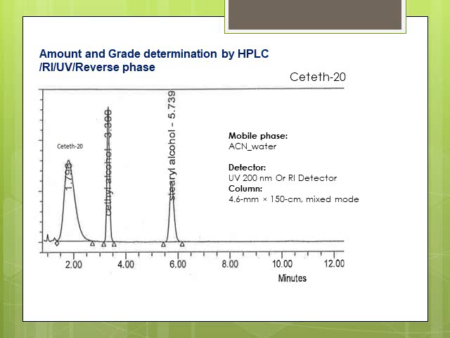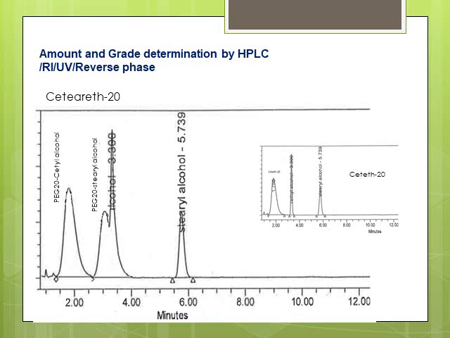Now, in the case of ceteareth 20, we see that ceteareth 20 has two peaks. The first one is the same peak that we saw in the Ceteth 20, that is PEG 20 attached to cetyl alcohol. And the second peak in ceteareth 20 is PEG 20 attached to stearyl alcohol. And in this chromatogram, we see that there is a coelution of the free cetyl alcohol and the PEG 20 stearyl alcohol peak. So this isocratic method you can use for quantitation of Ceteth 20, but it is not entirely suitable for quantitation of ceteareth 20.